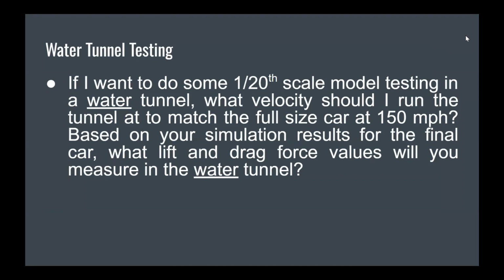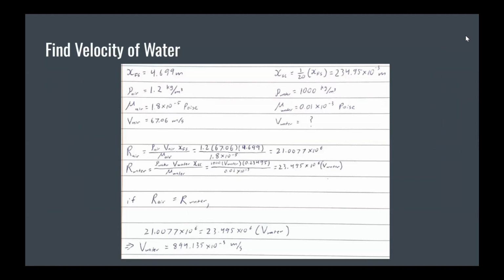And then for the water tunnel testing, we analyzed a 1/20th scale model. So we'll show that calculation right now. So for the velocity, we did a simple Reynolds number comparison where we equated the Reynolds number of the air and the water to generate the same flow field. And we replaced the density and full scale car characteristic length and the viscosity, and we got a new velocity number for what it would be in a water tunnel.